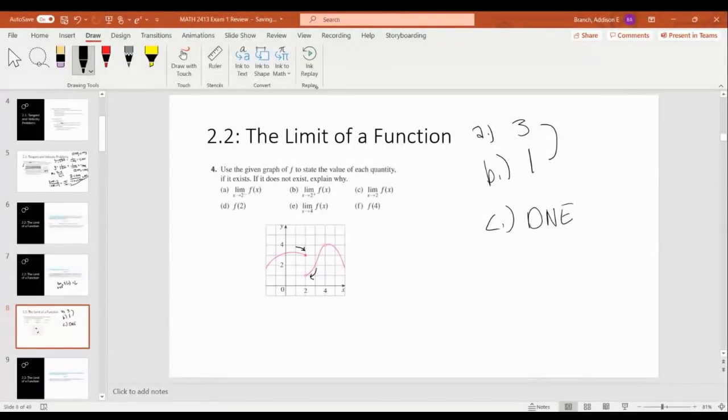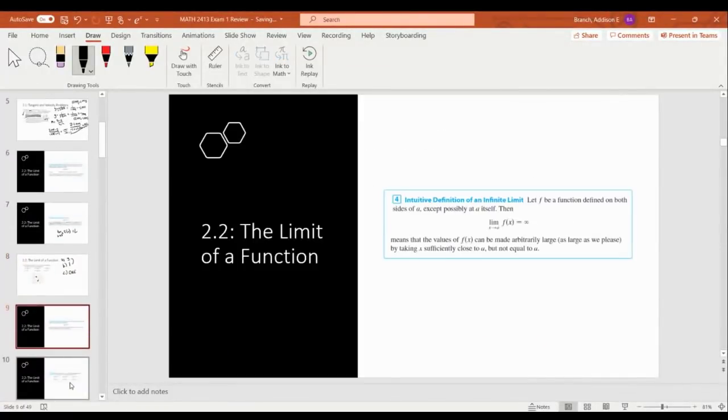And we'll skip parts D, E, and F for right now. If we have time, we may come back to finish some of these examples, but we'll just keep moving.